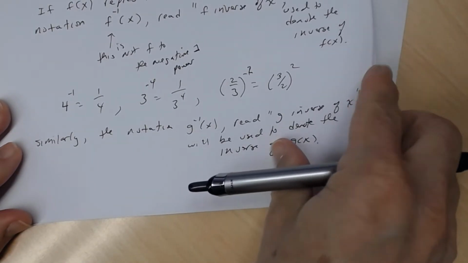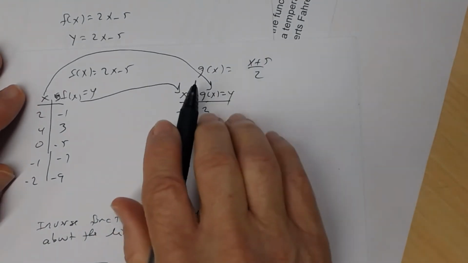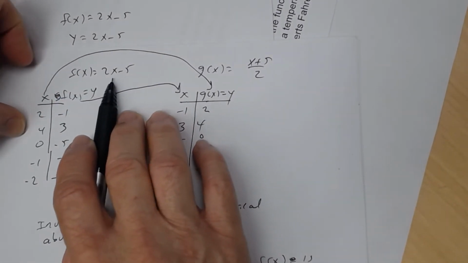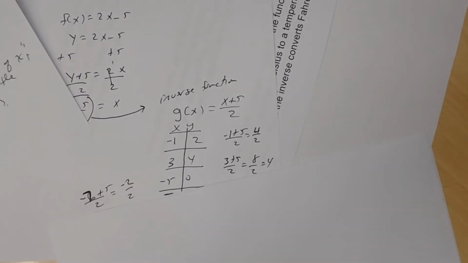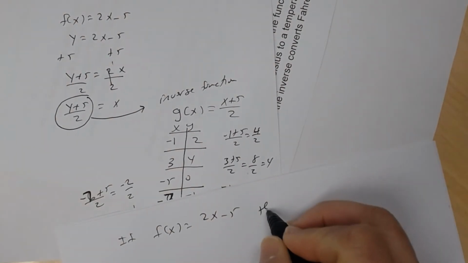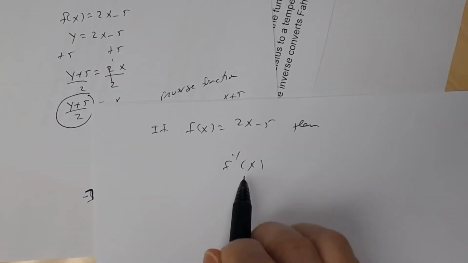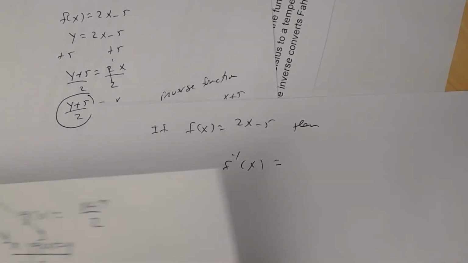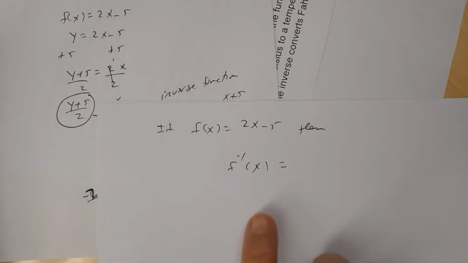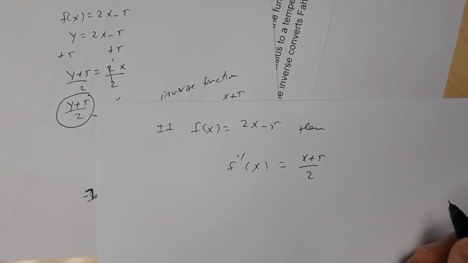All right, so let's go back to this right here now. If f of x is 2x minus 5, I'm going to write it right here, then f inverse of x is going to equal, remember we already found the inverse, x plus 5 divided by 2. So instead of saying g of x, we're going to call it f inverse of x. So f inverse of x will be x plus 5 divided by 2.